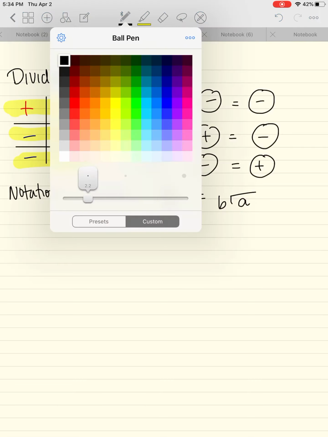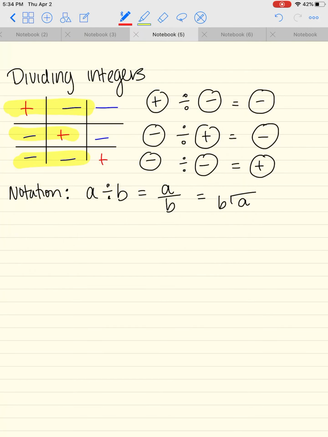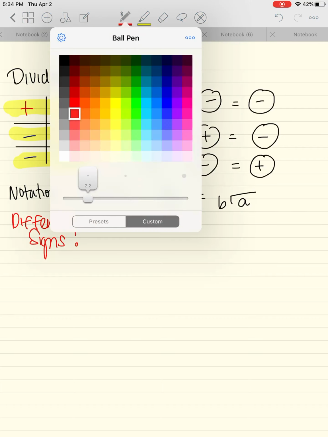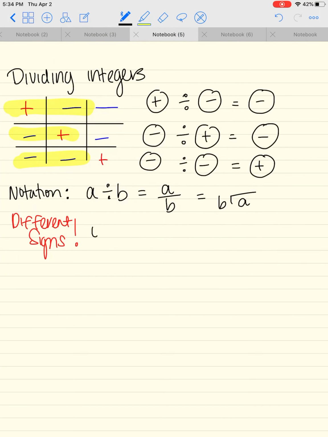So let's look at an example. The first examples that we're going to look at is when they have different signs. So when we have different signs, let's take a look at one example. I can have 20 positive divided by negative 4, positive divided by a negative. We know that automatically that's going to be a negative. How do I know that? I look at my tic-tac-toe. It's going to be a negative.